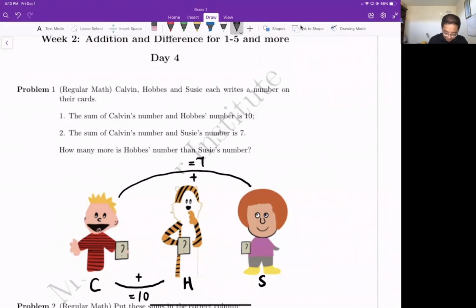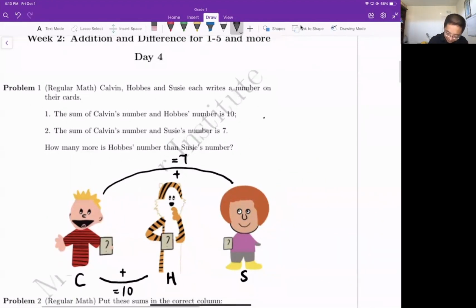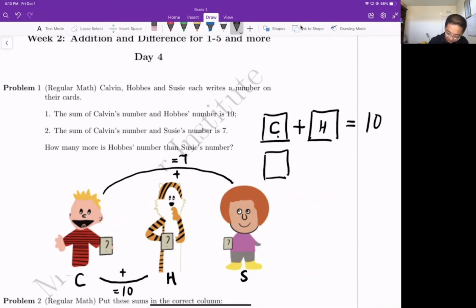Now, based on this, we know Hobby's number has to be larger than Susie's number, right? So what we have is Kelvin's number plus Hobby's number. We know this is 10. And Kelvin's number plus Susie's number equals 7.